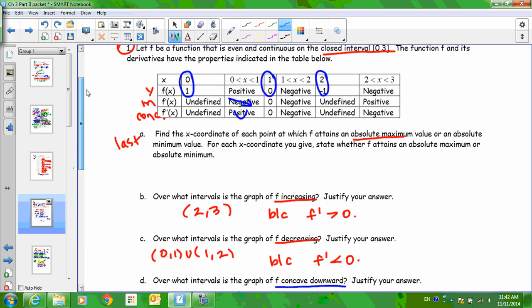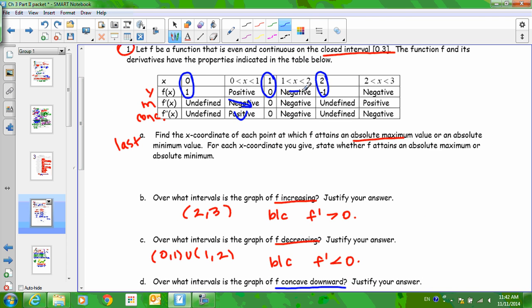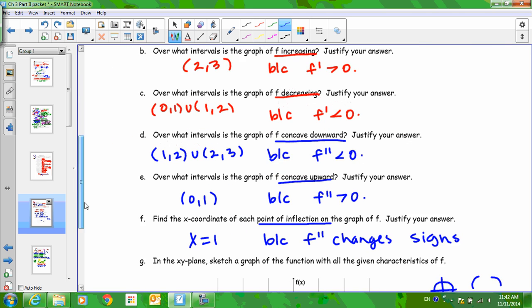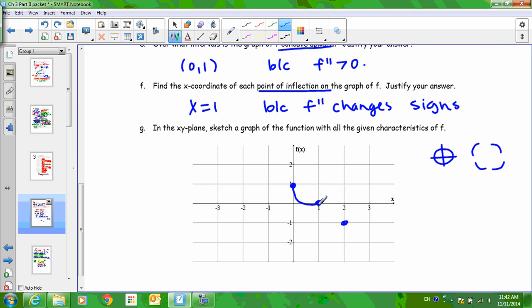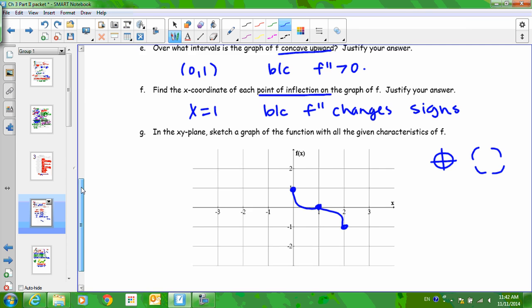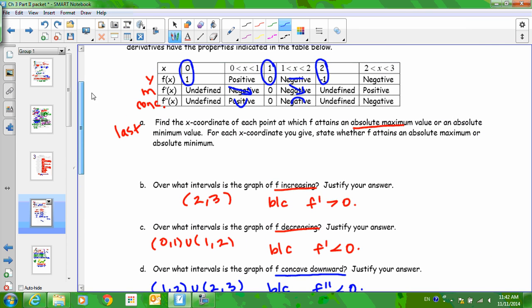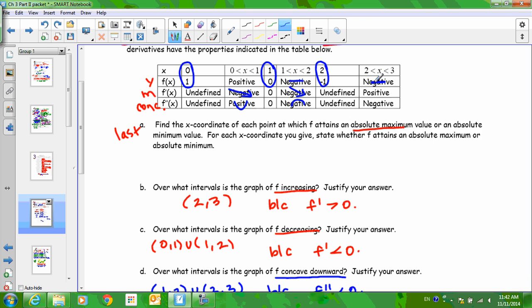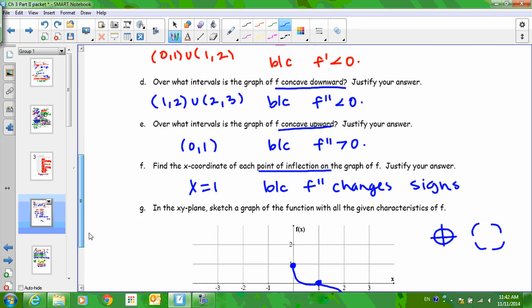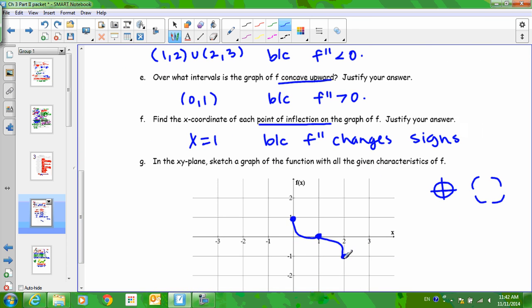So for 1 to 2, we have the y values are negative, we're decreasing, and now concave down. The second derivative is negative. So again, decreasing, but concave down. You got to make sure there's a curve in there. It can't look like a straight line. And then for the last one, again, y values are negative, positive, first derivative increasing, negative, concave down. So this is going to look something like this.